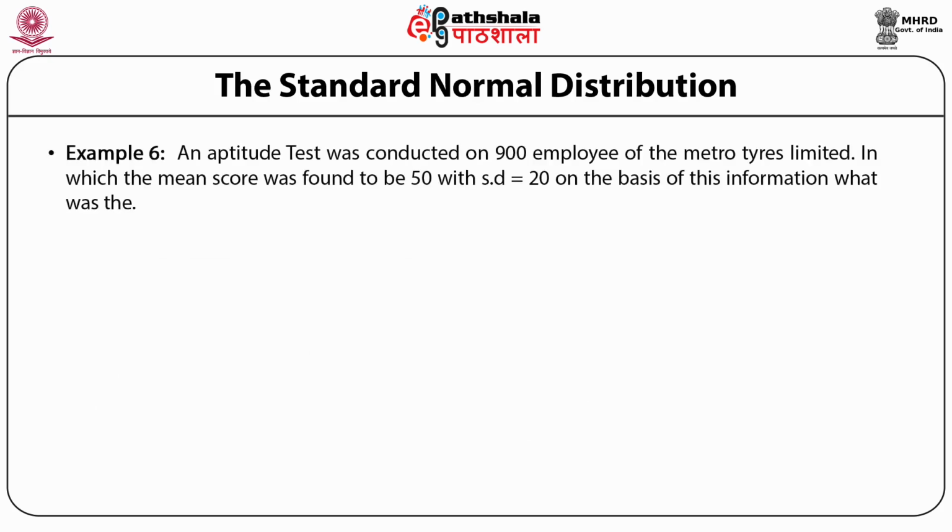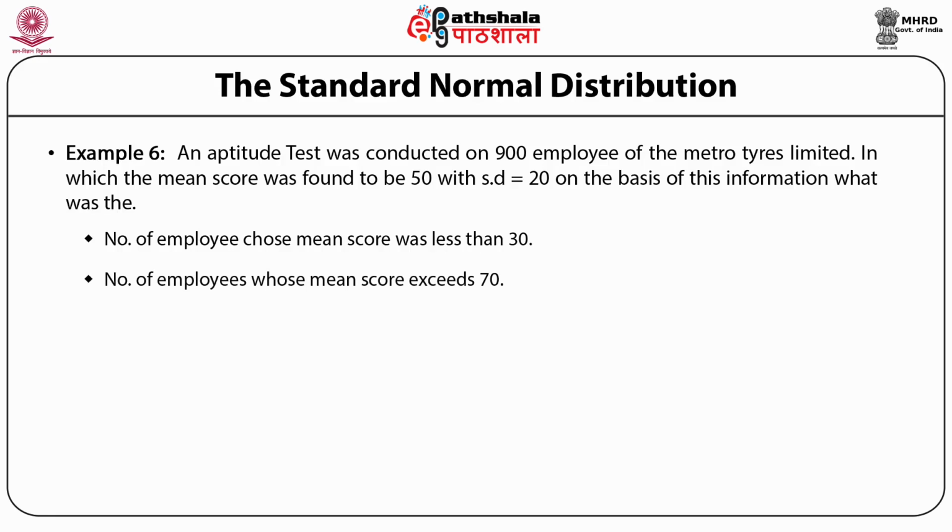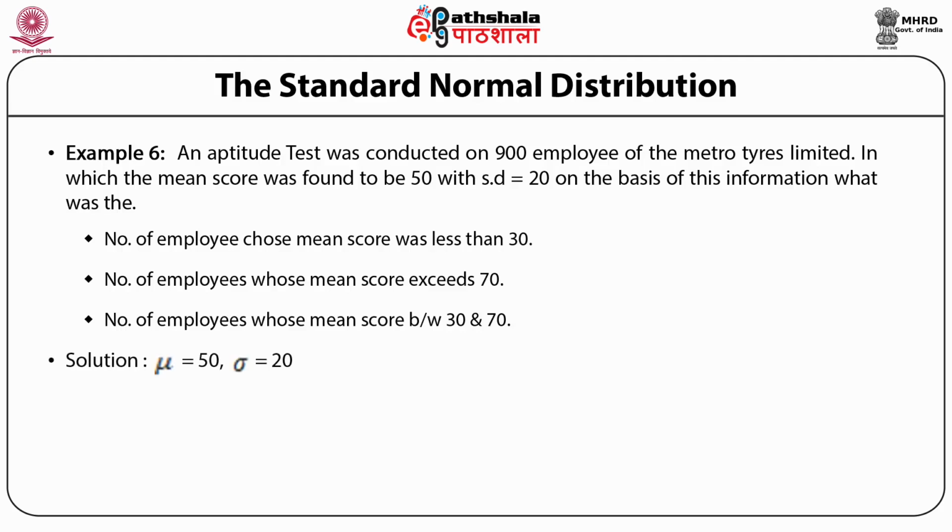An aptitude test was conducted on 900 employees of the Metro Tyres Limited, in which the mean score was found to be 50 with standard deviation 20. On the basis of this information, what was, first, the number of employees whose score was less than 30? Second, the number of employees whose score exceeds 70, and third, the number of employees whose score is between 30 and 70. So mu is given, sigma is given, and the problem is that x is less than 30.